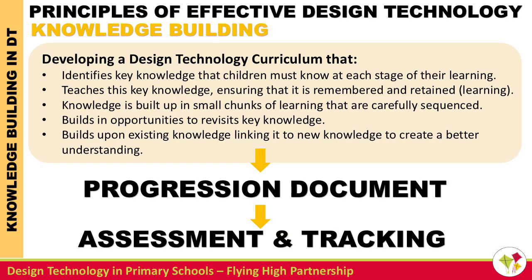An effective progression document maps out the learning journey from early years right through to the end of Key Stage 2. It is a roadmap that details the learning journey and knowledge acquisition that the children need to reach the early learning goals at the end of the foundation stage and at the end of Key Stage 1 and Key Stage 2 expectations. Taking time to develop a detailed progression map which clearly states what the children should know and remember supports effective assessment in design technology.